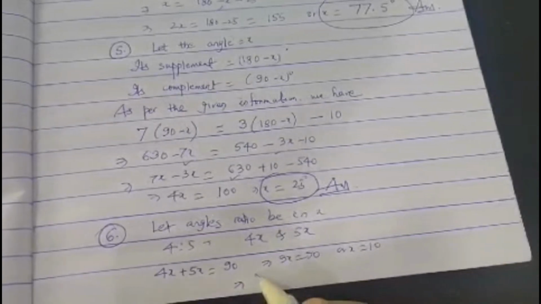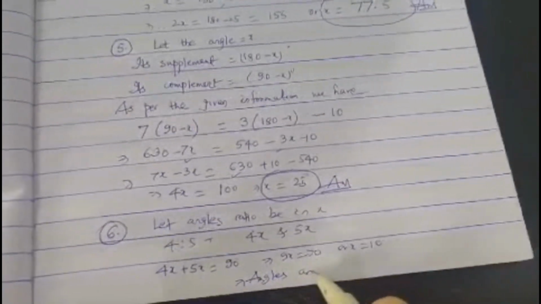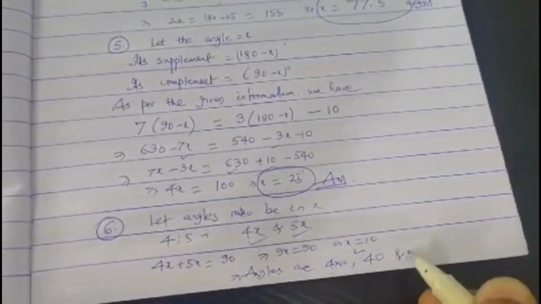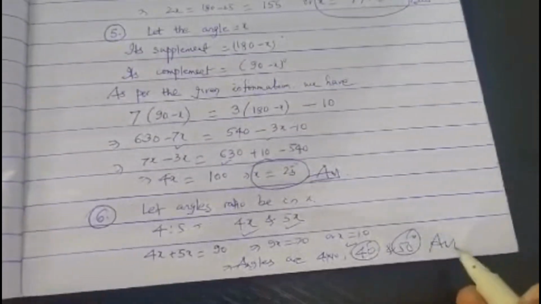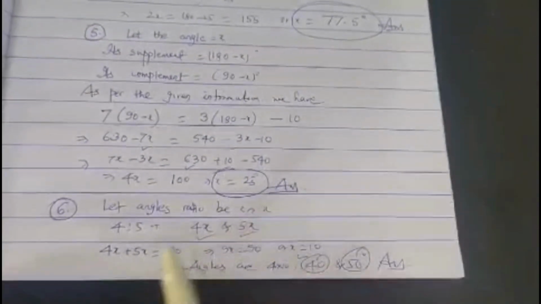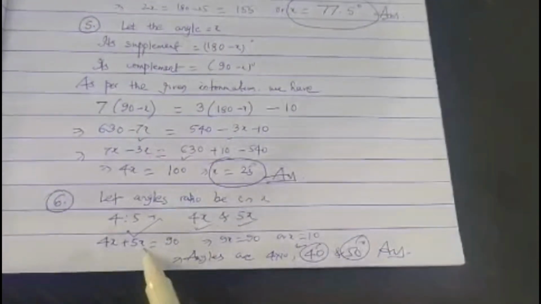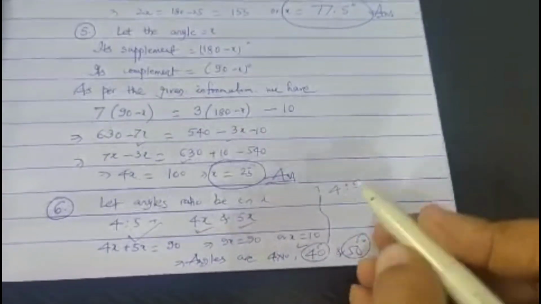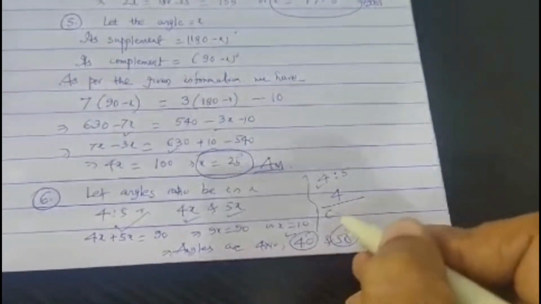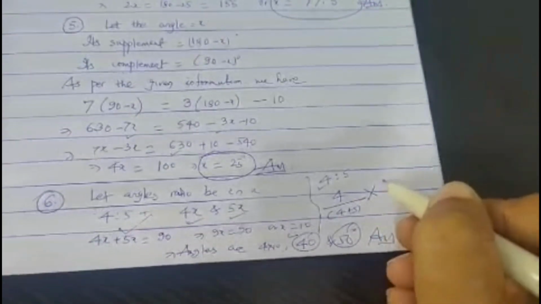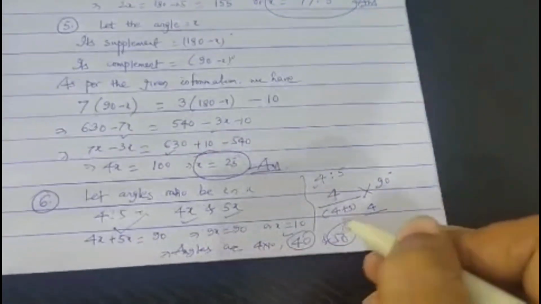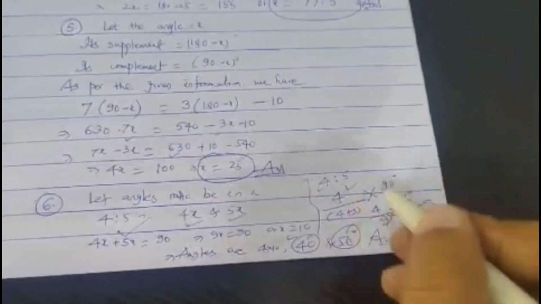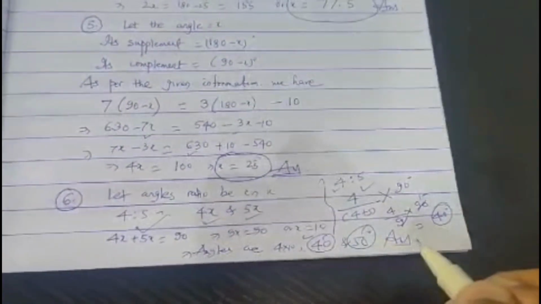So the angles are 4x and 5x. So 4 into 10 is 40 and 50. 40 and 50, this is the answer. You can solve it the other way. The ratio has been given 4:5. So first one, how will we do it? 4 by 4 plus 5, then multiplied by its complementary. That means 4 by 9 into 90, that means 40. Similarly, this 5 also we can calculate, 50.